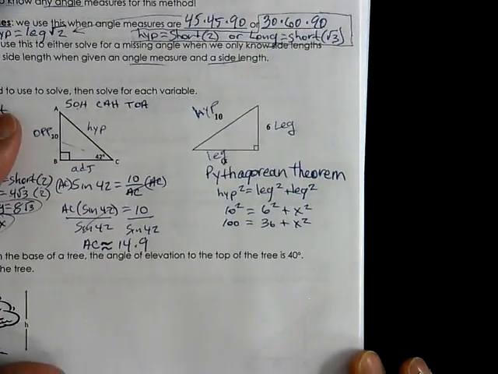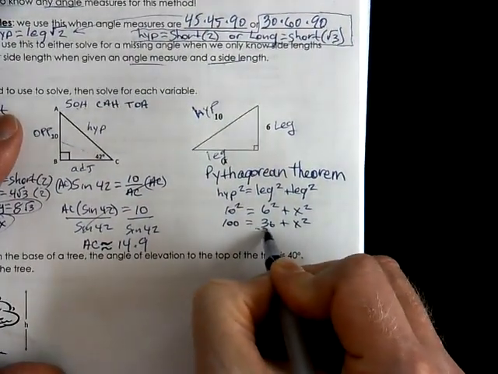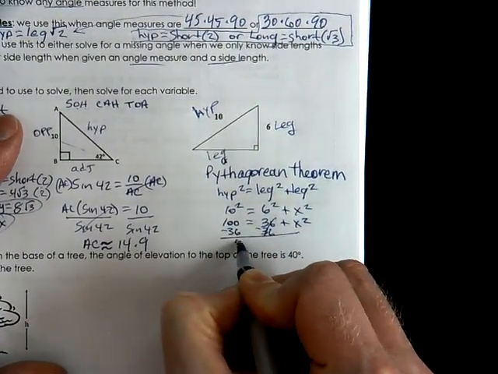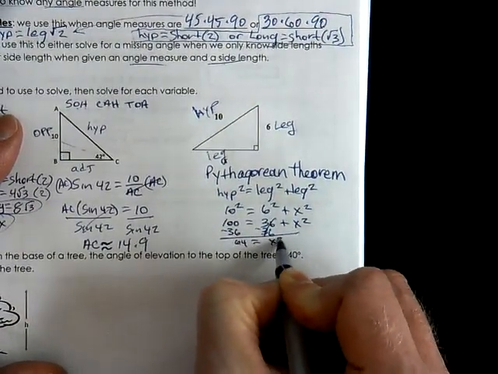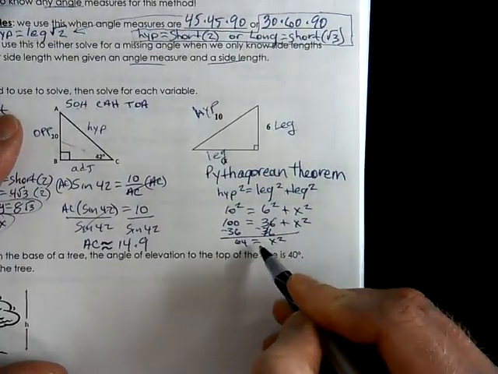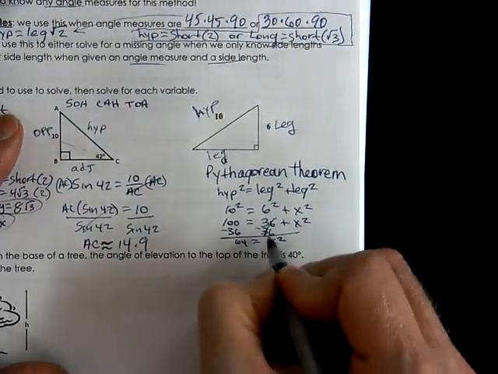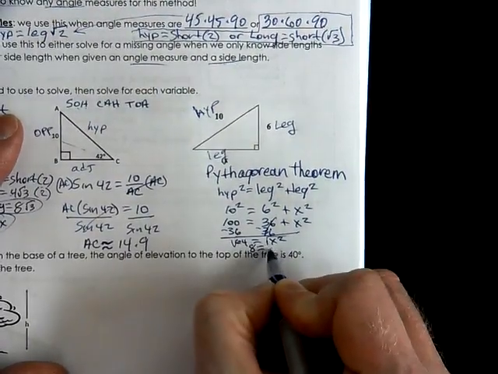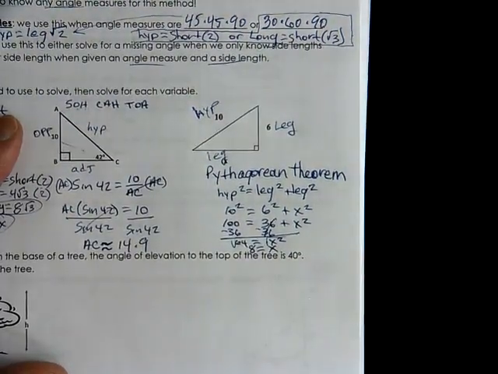So we square. We would subtract the 36 to the other side. That gives us x squared equaling 64. And we'll take the square root of both sides. That leaves us with x equals 8.